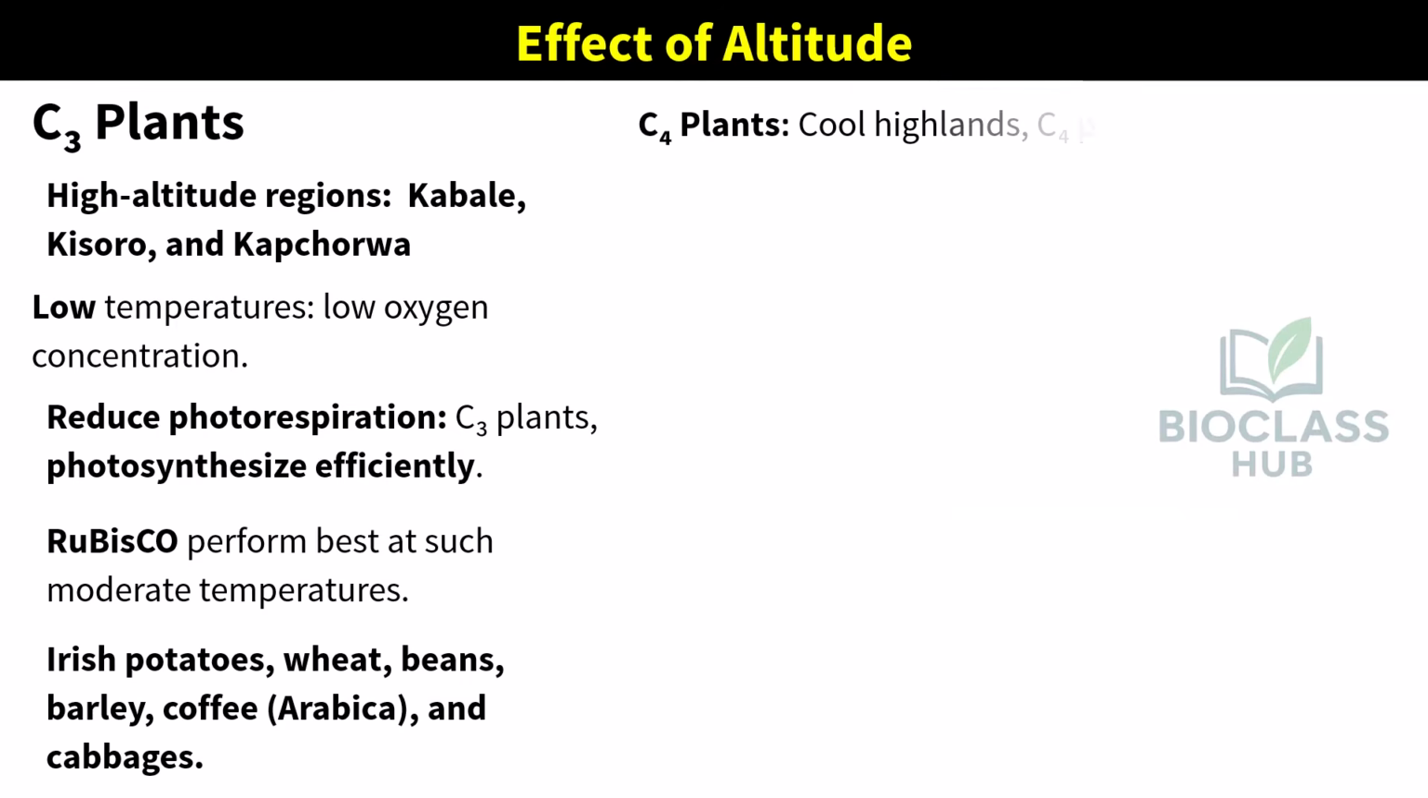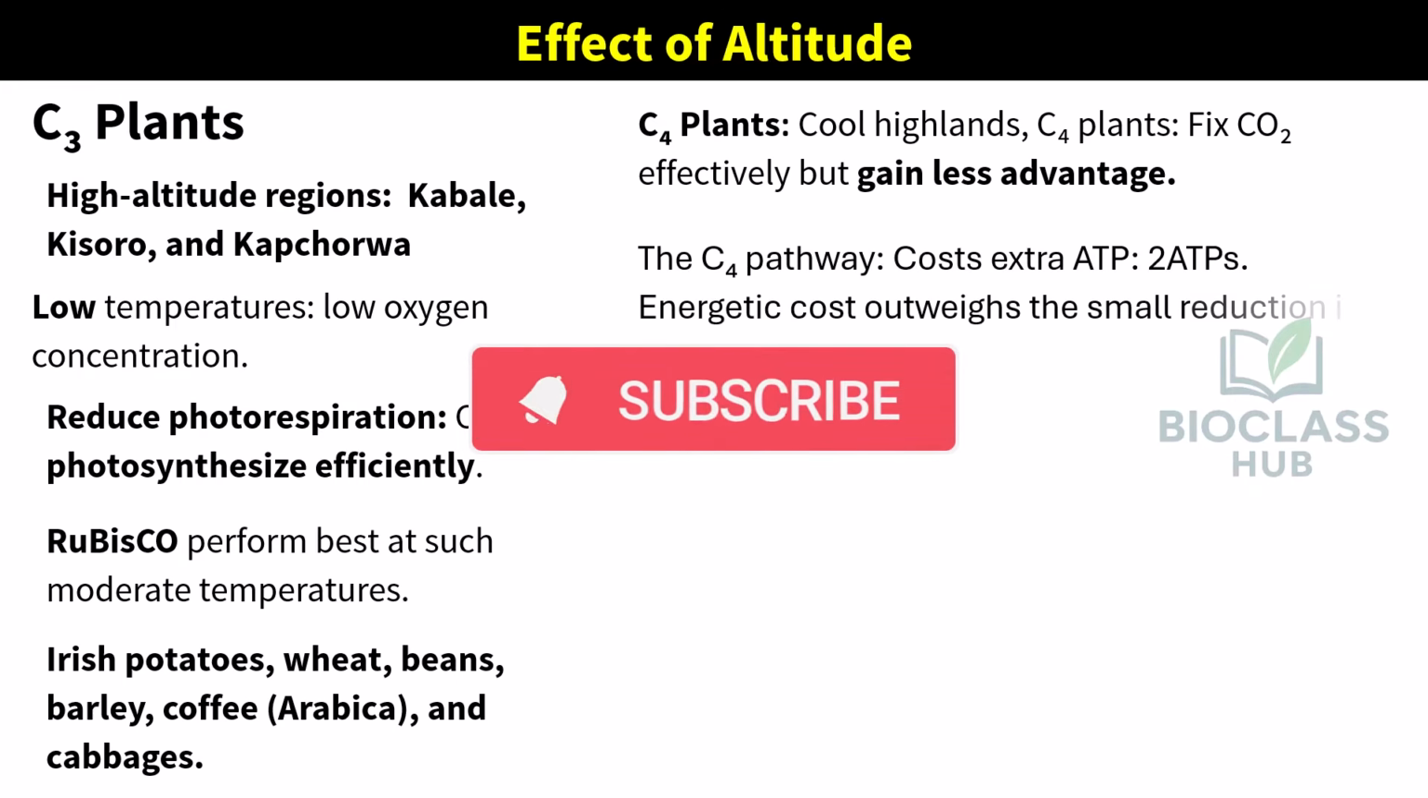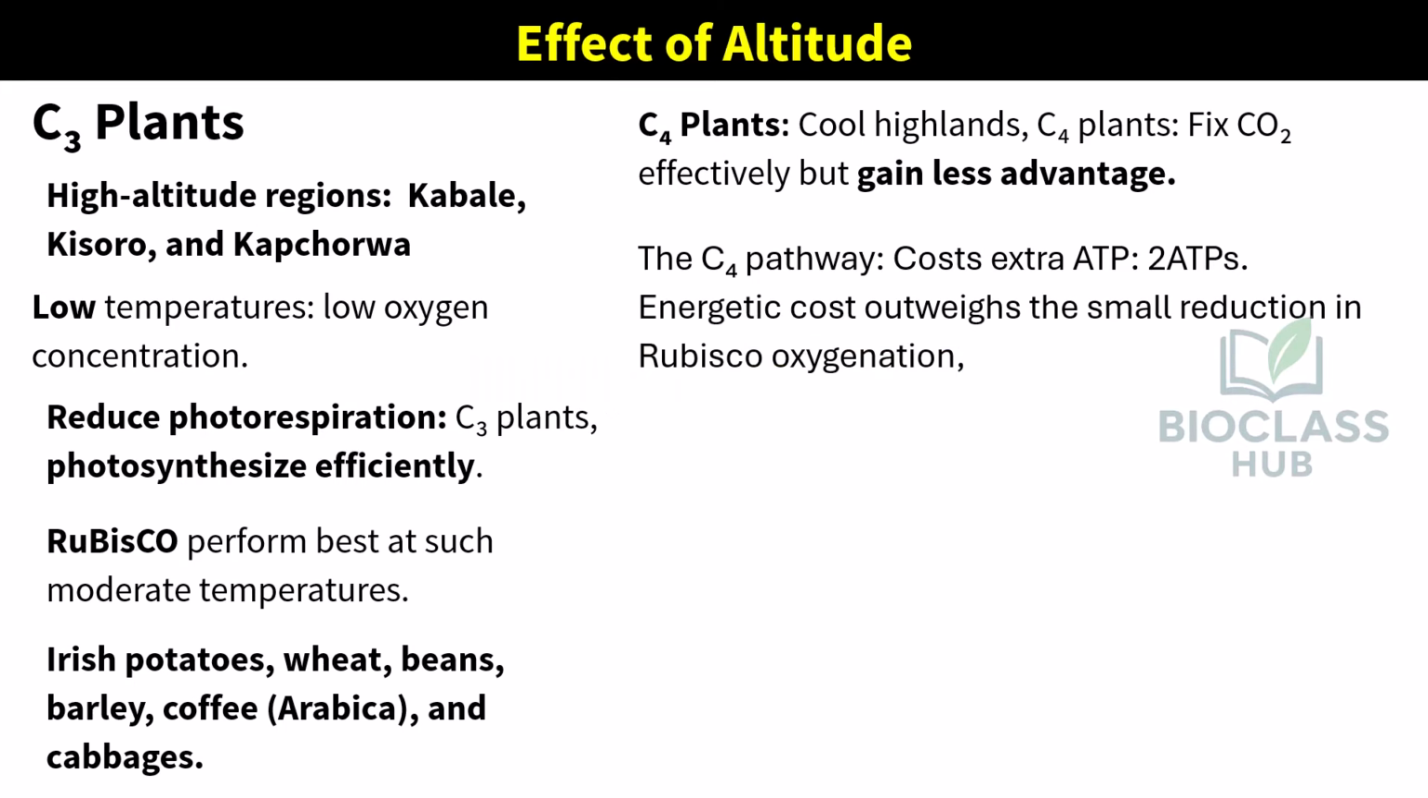C4 plants. In these same cool highlands, C4 plants still fix carbon dioxide effectively, but gain less advantage since photorespiration is already low. The extra ATP energy required for the C4 pathway makes them slightly less efficient in these conditions.